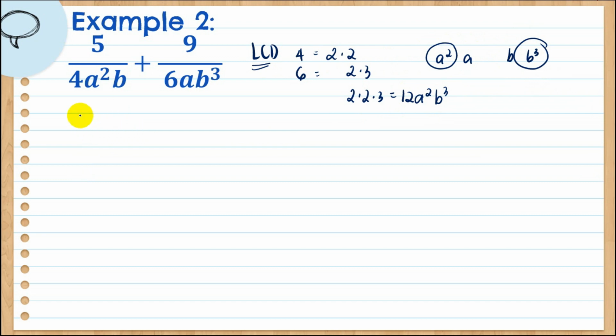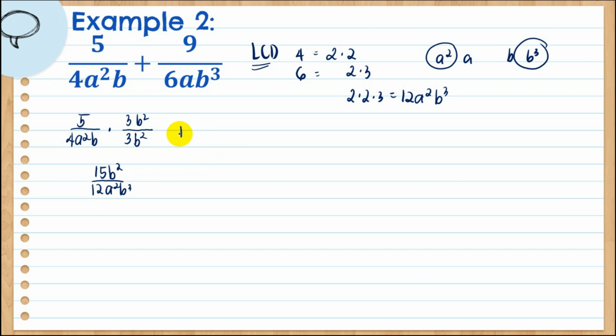Okay? So, for our first RAE, we have 5 all over 4a squared b. 12a squared b cubed divided by 4a squared b. So, that is 3b squared. So, yan yung imumultiply natin sa numerator at sa denominator para maging similar. So, 5 times 3 is 15 and then b squared all over magiging 12a squared b cubed na po yan.